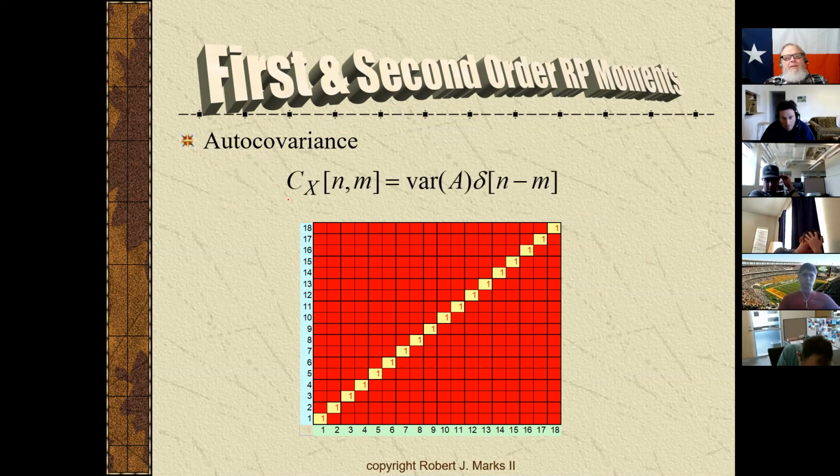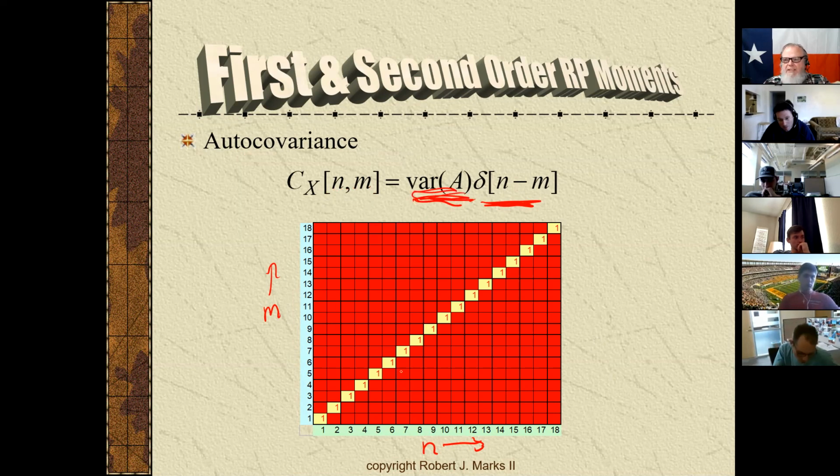I'm sorry, our autocovariance is equal to the variance of A times the Kronecker delta, which is the diagonalization tool. So if we were to look at the autocorrelation of n versus m, n is going this way, m is going this way. We should get the variance of A when n is equal to m, and we should get 0 elsewhere.